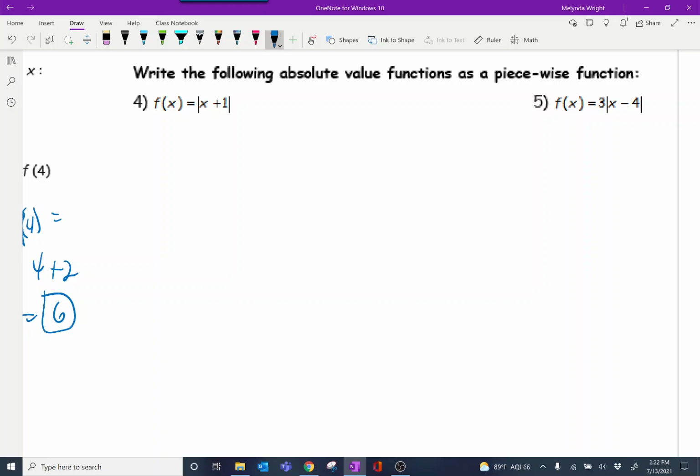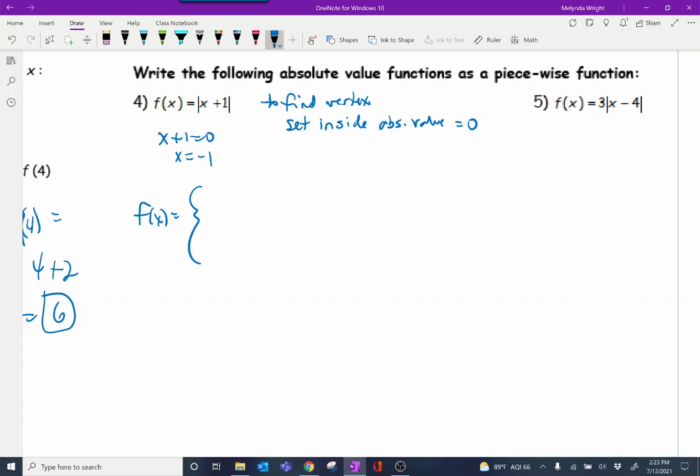The first thing that we would need to do is to find the vertex. And if you recall from your work with absolute value in previous math classes, to find the vertex, we set the expression inside the absolute value equal to 0. That's what we do to find the vertex. So x plus 1 is 0. So x equals -1. So my piecewise is going to be built around an x value of -1.